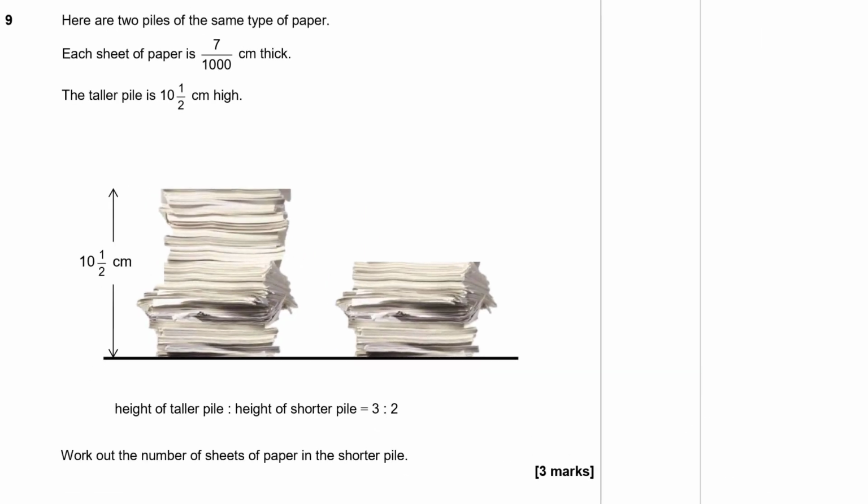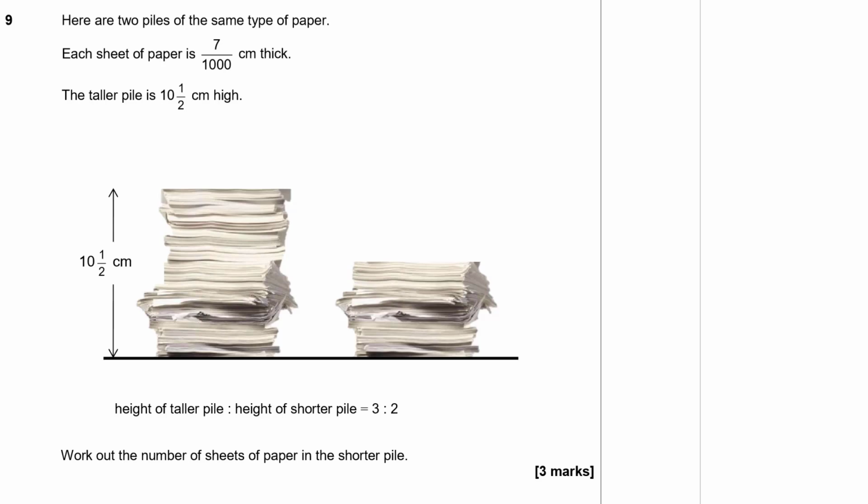Question 9. Here are 2 piles of the same type of paper. Each sheet of paper is 7/1000th of a centimetre thick. The taller pile is 10.5 centimetres high. The height of the taller pile to the height of the shorter pile is 3 to 2. Work out the number of sheets of paper in the shorter pile.